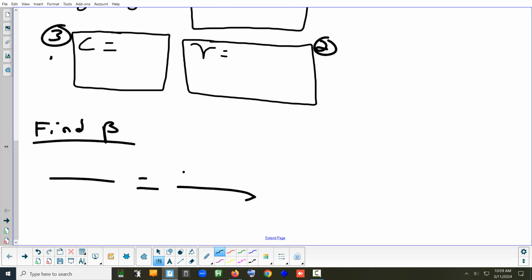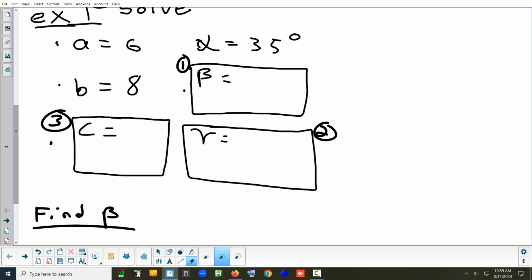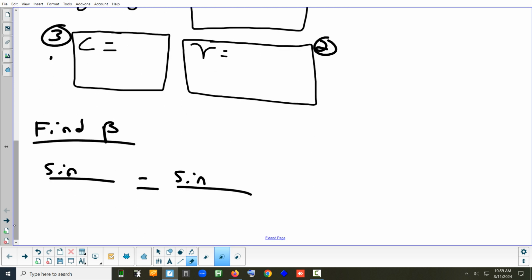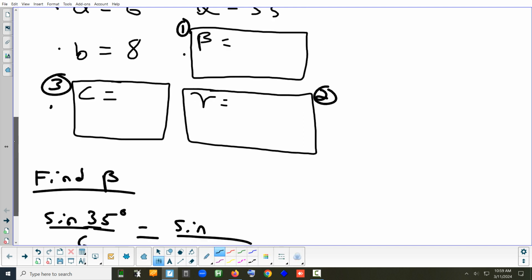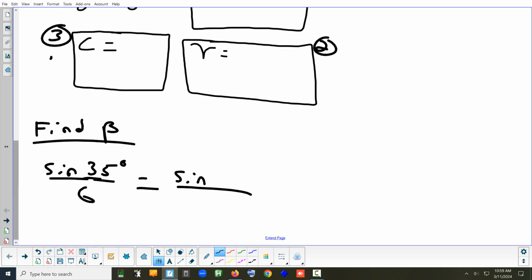Okay, so here's your proportion. Remember, sine goes in the top on both sides. And what could I fill in on the left side from that table? Sine 35 over 6. It doesn't really matter which side you put that on, but you got to have sine 35 over 6 on one side. When you cross multiply, it'll all come out the same. So sine 35 over 6. And what's going to go on the right side? Sine beta over 8.